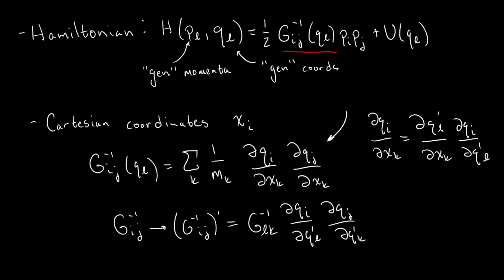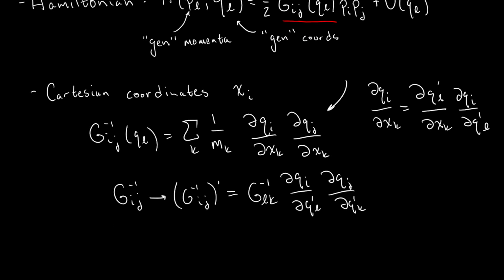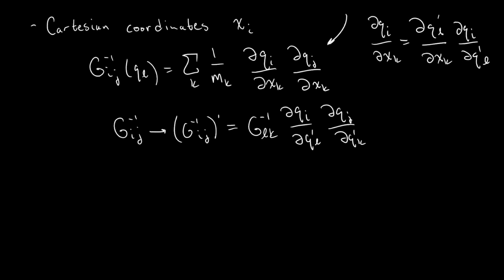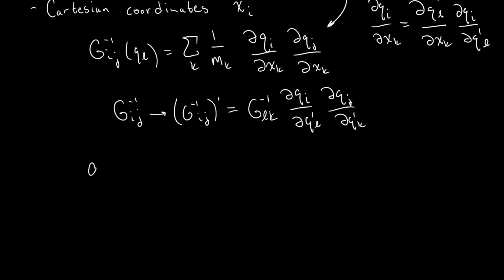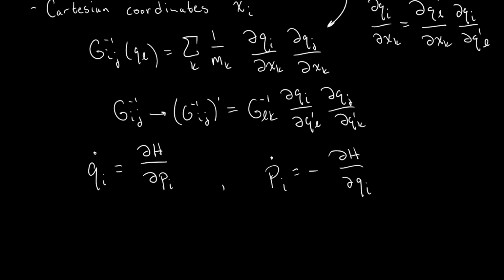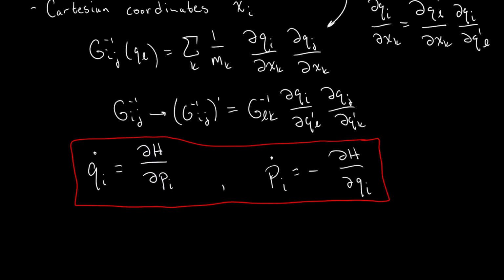So now from this, we can get our equations of motion, our Hamiltonian equations of motion, which are q_i dot, so the time variation of our coordinates is given by the derivative of H with respect to the conjugate momenta, and the time variation of the momenta is minus dH/dq_i. So these are Hamilton's equations of motion that we will be using quite frequently.